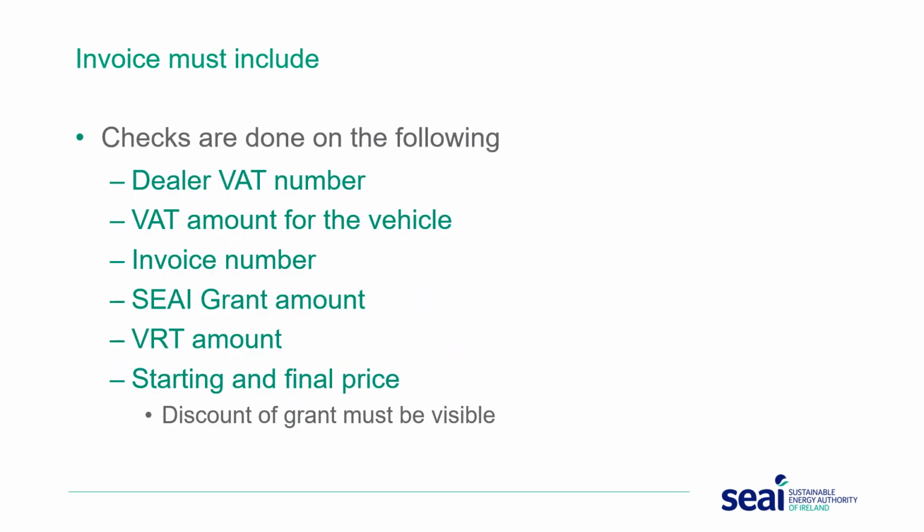SCAI will perform visual checks on the invoice that is attached. The invoice must include the following: the dealer's VAT number, the VAT amount for the vehicle, the invoice number, the SCAI grant amount, the VRT amount, and the starting and the final price. It must be clear that the discount has been passed on to the customer.